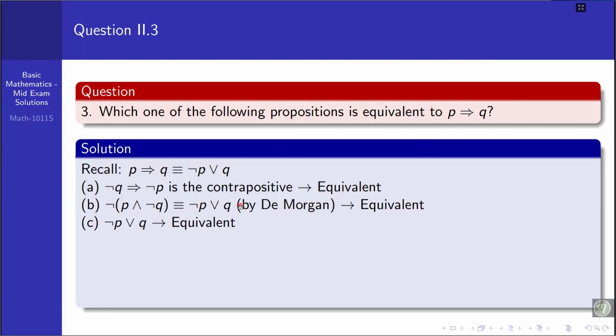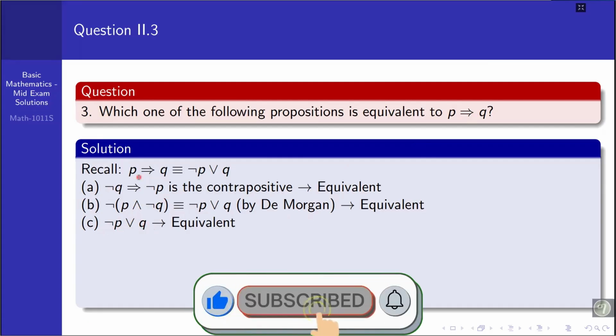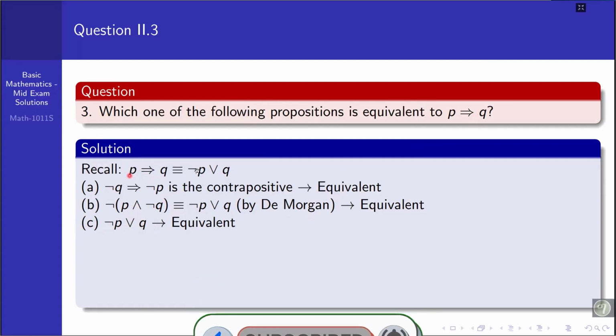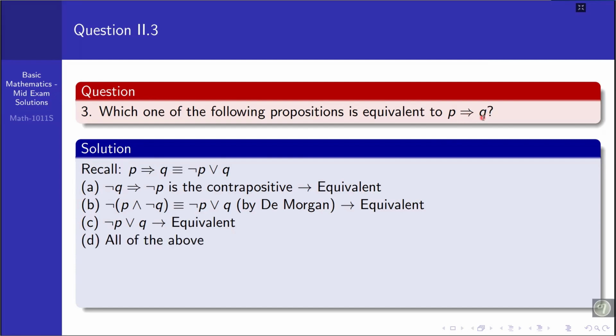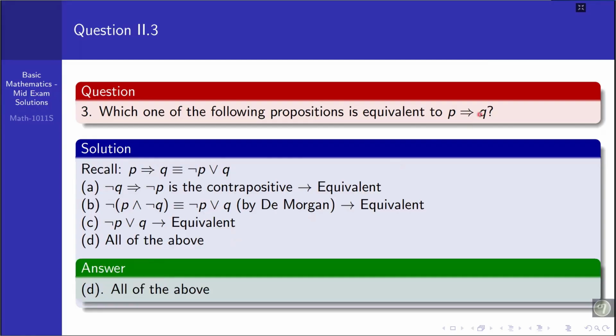C, negation of P or Q: when we distribute this again by using De Morgan's law, negation of P or Q, which we have seen here, is equivalent to the given logical implication, P implies Q. Therefore, all these three are equivalent to this logical implication, P implies Q. So the answer for this one is D, which is all of the above.